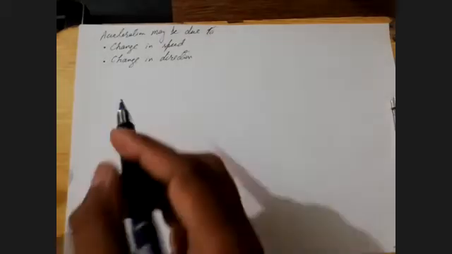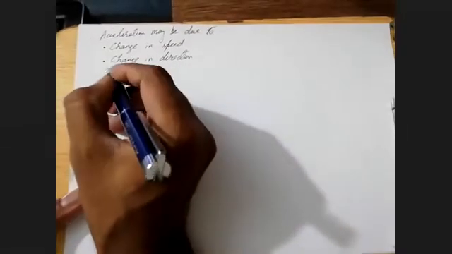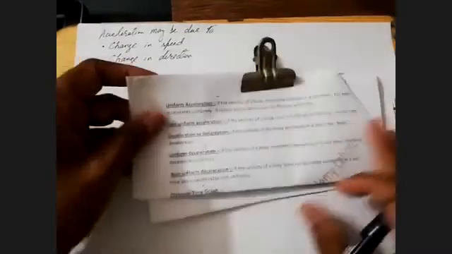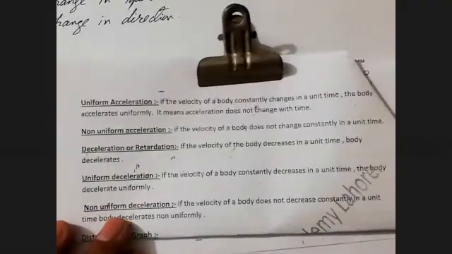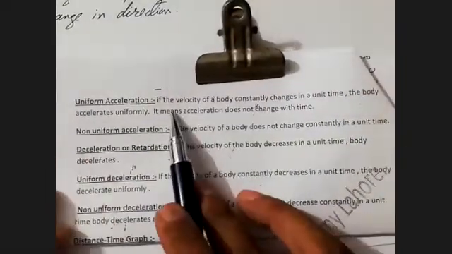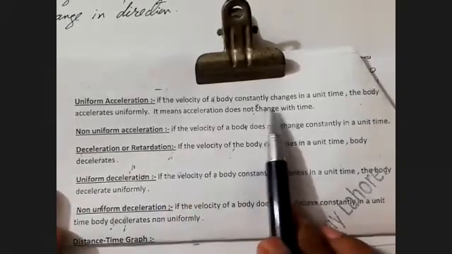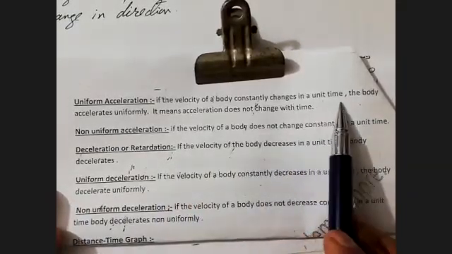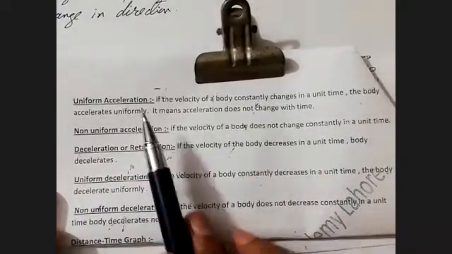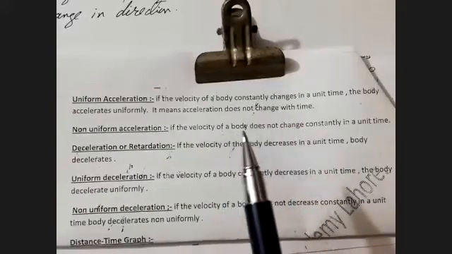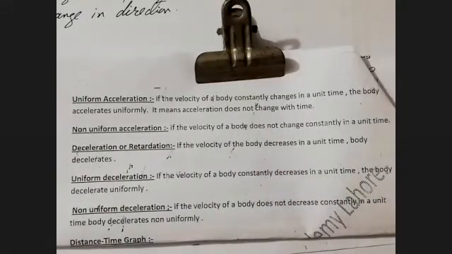Now, a very important thing I am going to discuss is uniform acceleration. As I gave you the definition, if the velocity of a body constantly changes in a unit time, the body accelerates uniformly. It means the change in velocity is equal in equal intervals of time, then the acceleration will be uniform.